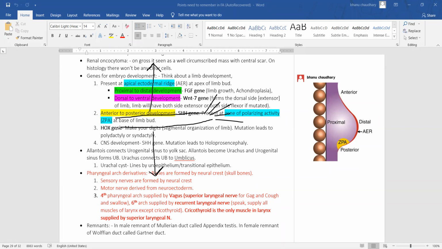That means you have the adduction whenever your arm goes in this direction, and you have the abduction whenever your arm goes in this direction, right? So this totally depends upon this Sonic Hedgehog gene. Your thumb is on the anterior side, right? This is your thumb.